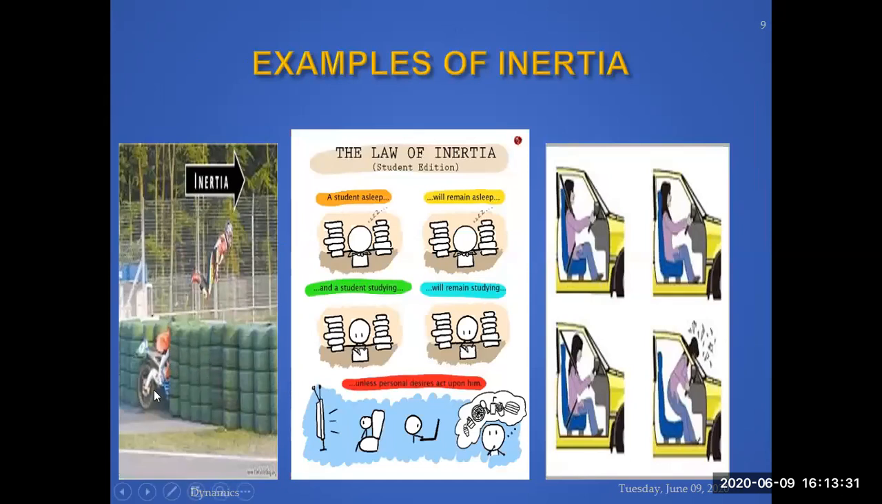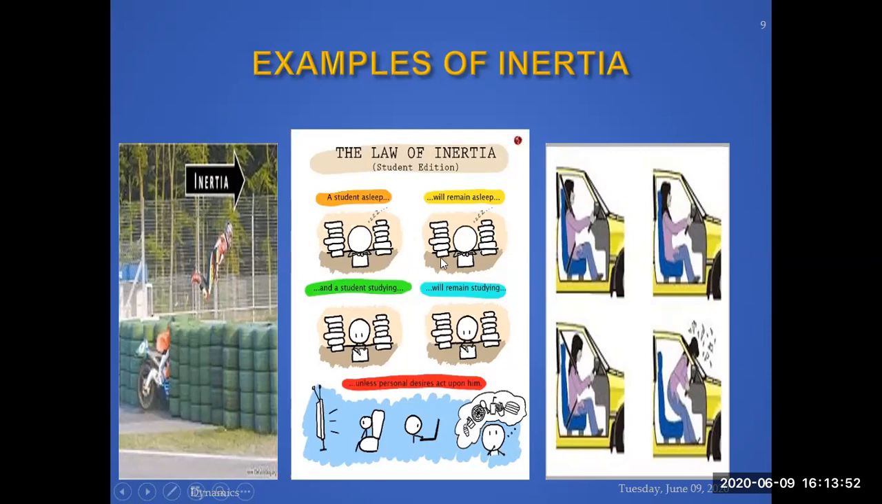Look, this is one example when a motorcyclist strikes against any hurdle. Then the motorcycle is penetrated inside the bus, but the person is moving ahead. Why? Because due to inertia, he was in motion. He wants to be in motion. So these are some examples of the law of inertia.